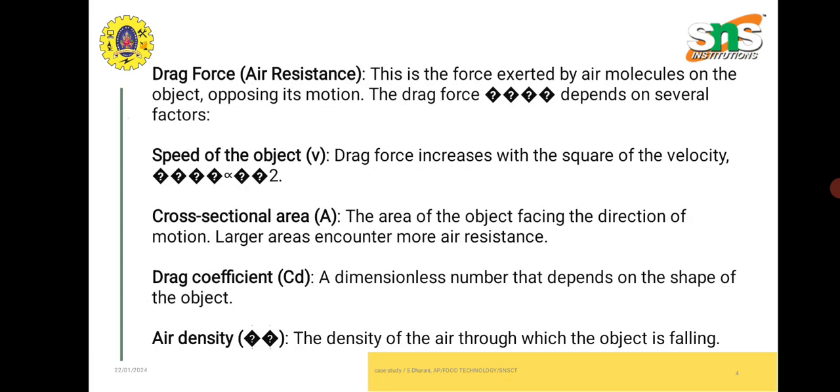Drag force: this is the force exerted by air molecules on the object, opposing its motion. Drag force depends on several factors: speed of the object, cross-sectional area, drag coefficient, and air density. Speed of the object: drag force increases with the square of the velocity. Cross-sectional area: the area of the object facing the direction of the motion. Larger areas encounter more air resistance.